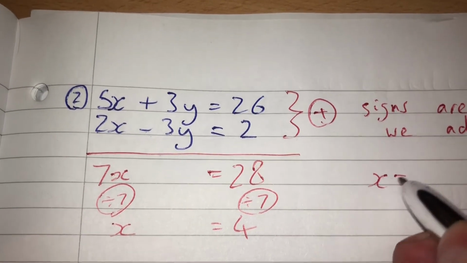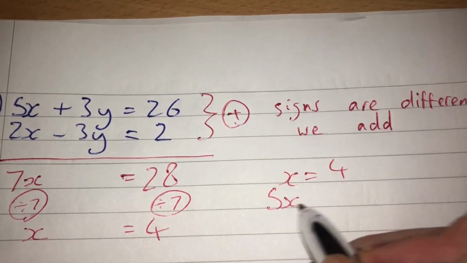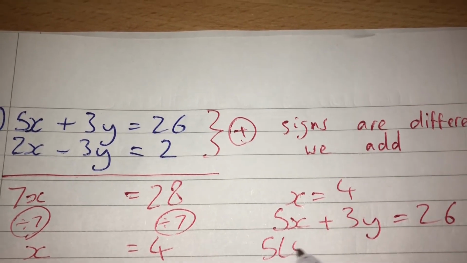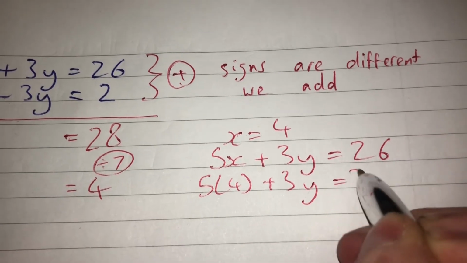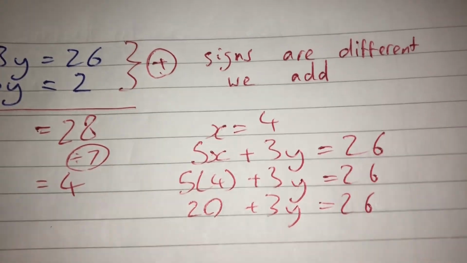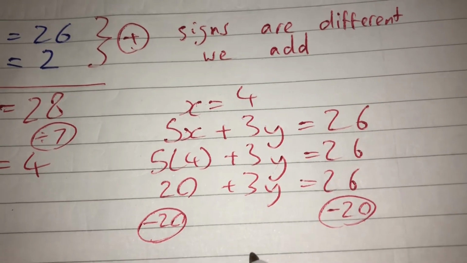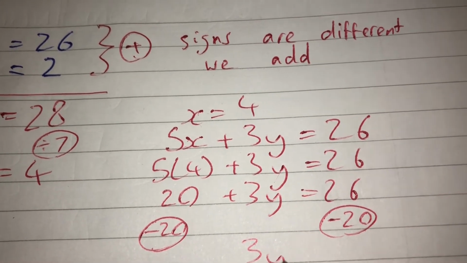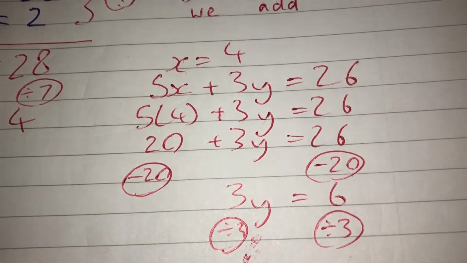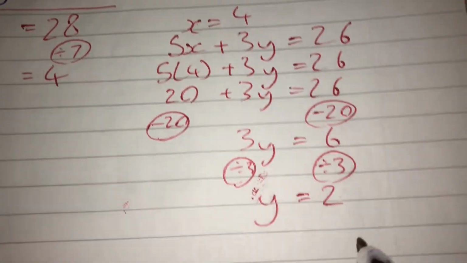Take my value of x equals 4, substitute it back into one of the other equations. I'll use the top equation here. Okay, so that becomes 5 times 4 plus 3y equals 26. 5 times 4 is 20, plus 3y equals 26. Two-step equation now. Subtract the 20 to get rid of it. Subtract it from the right hand side as well. So that cancels out. So I'm left with 3y equals 6. Divide by 3, because I don't want 3y, I want 1y. So 6 divided by 3 is 2. So I get y equals 2.